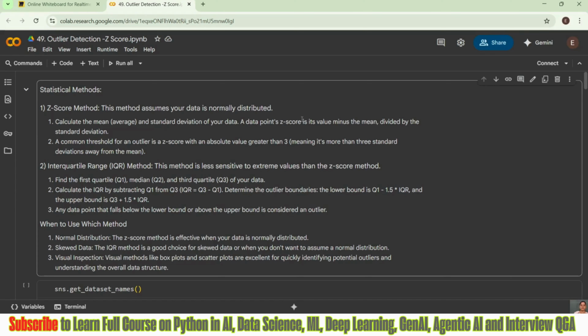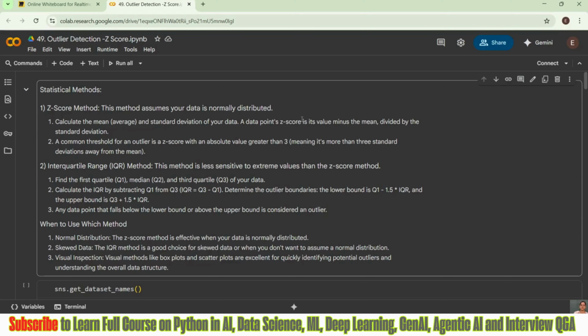So how will it work? It will calculate the mean and standard deviation of your data, whatever dataset you have. For each data point, we deduct the mean and divide by the standard deviation, and that is your Z-score.